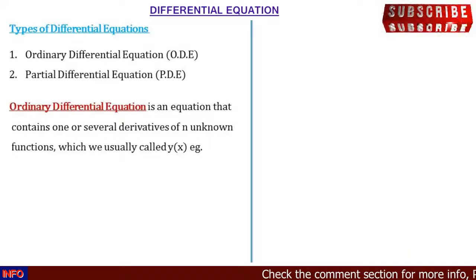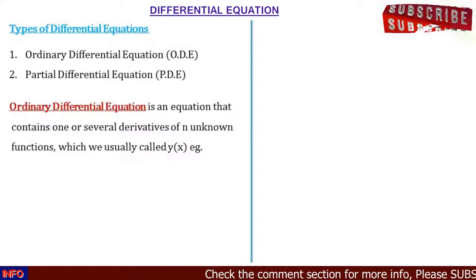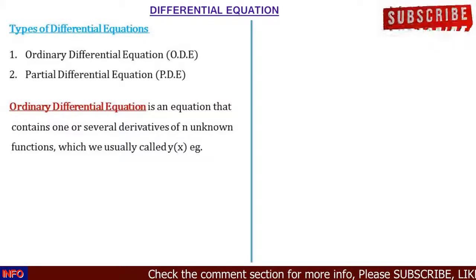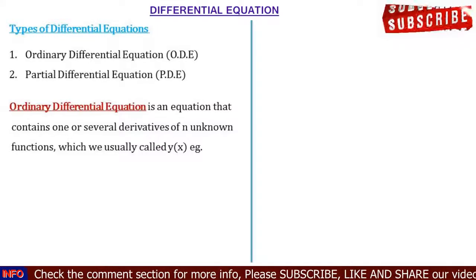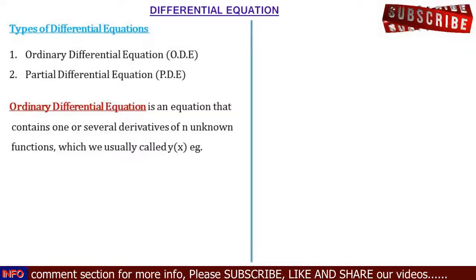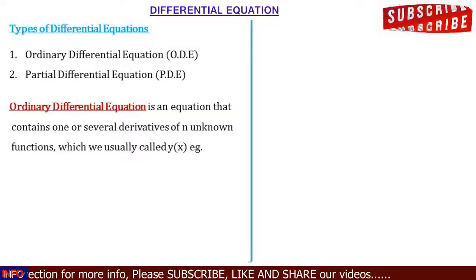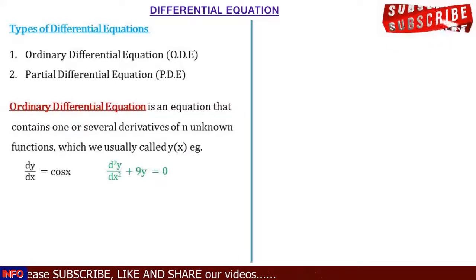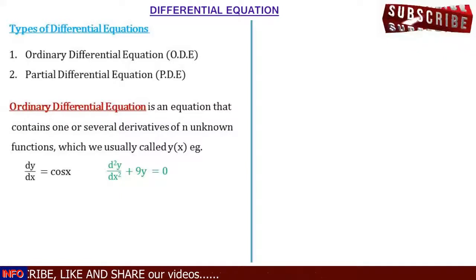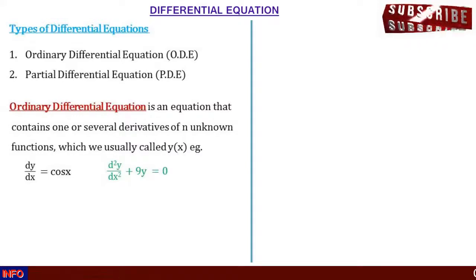We say that an ordinary differential equation is an equation that contains one or several derivatives of an unknown function, which we usually call, maybe, y of x. You get it? It's a function. For instance, we have dy/dx equals cos x. This is an ordinary differential equation. We have d squared y over dx squared plus 9y equals 0. This is an example of an ordinary differential equation.